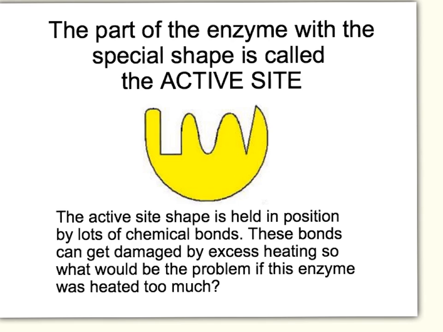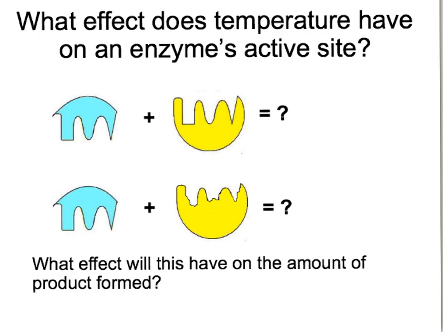And it's very, very important that that shape doesn't alter, because obviously then the substrate won't fit into it and the reaction won't take place. So we need the substrate to be broken into its products, and if the shape of the active site has changed, the substrate can't be broken into its products, those products won't be made. And we can see from what we've got here that the bonds can get damaged by excess heating. So if the temperature rose and rose and rose, we'd get to a point where that special shape was destroyed and it's no longer going to fit with the substrate molecule. Here's an example of just that.